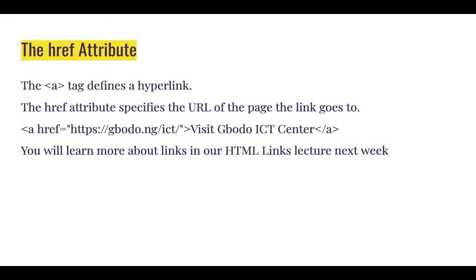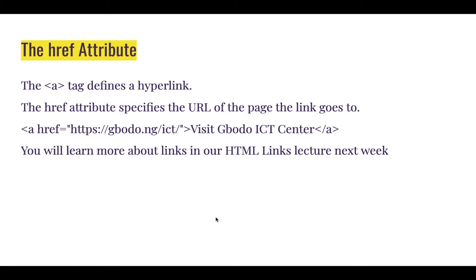The a tag defines a hyperlink. The href attribute specifies the URL of the page the link goes to. When you say hyperlink, what do you understand by that? Hyperlink simply means something that links to another resource.